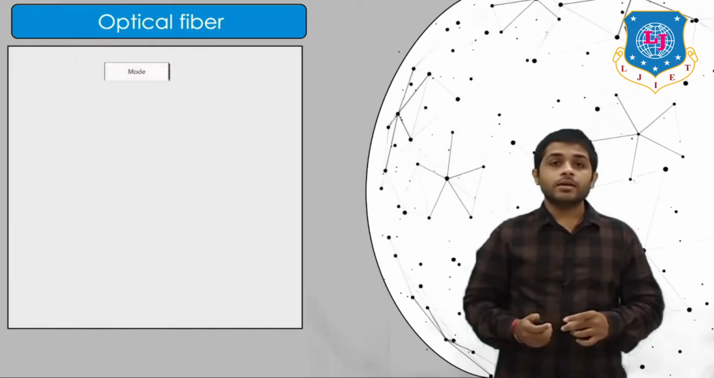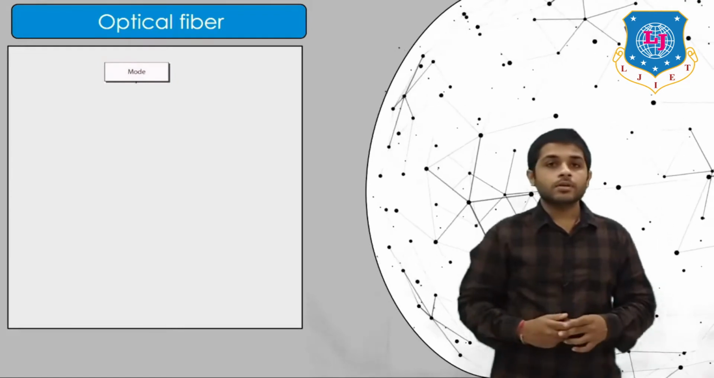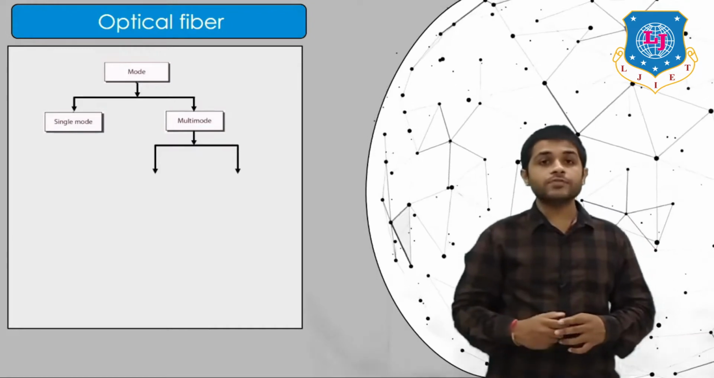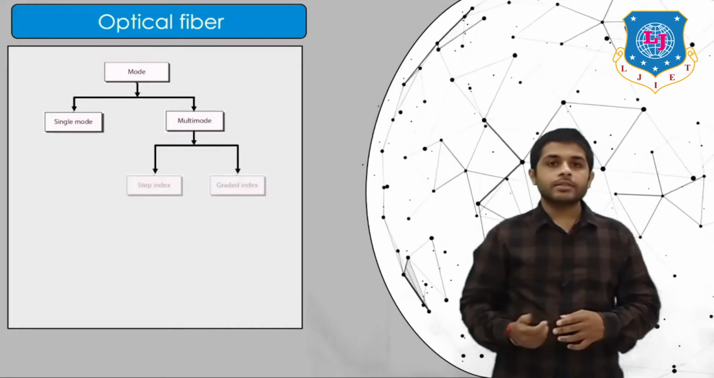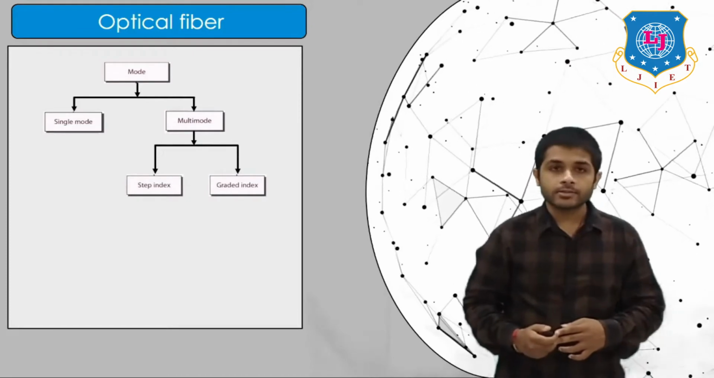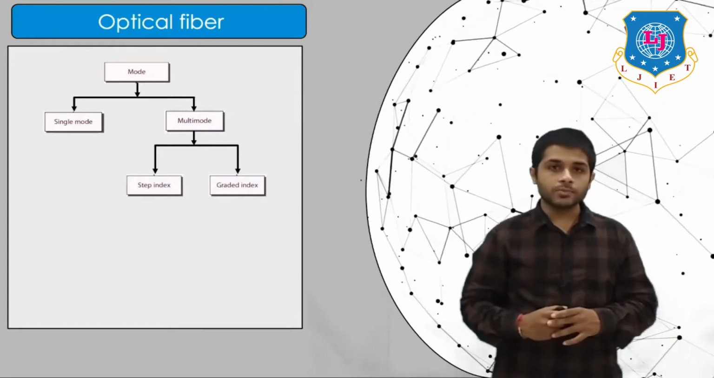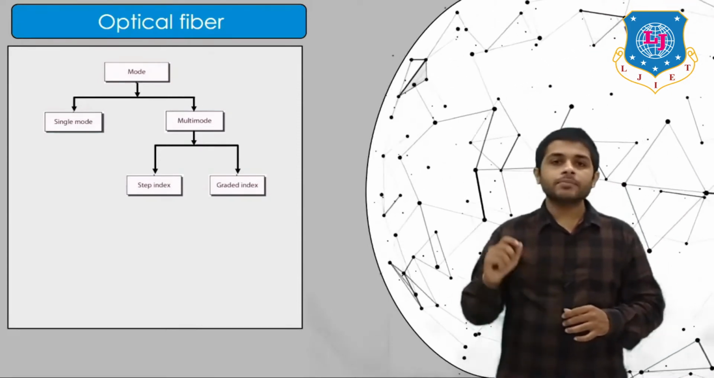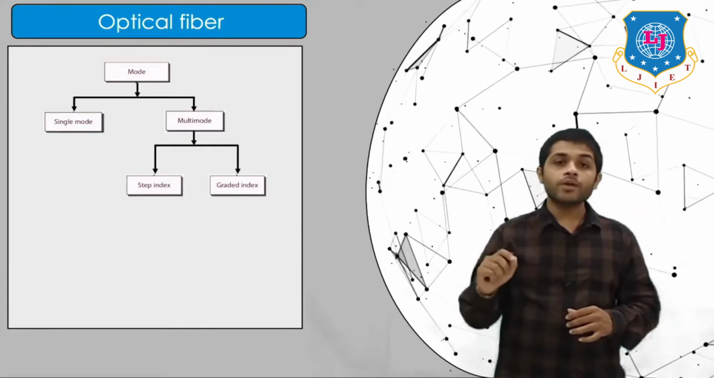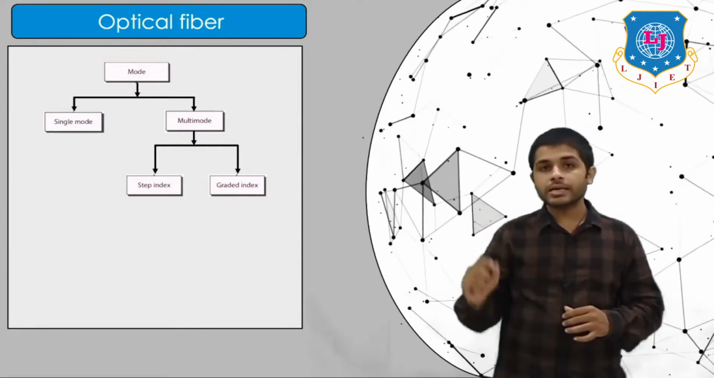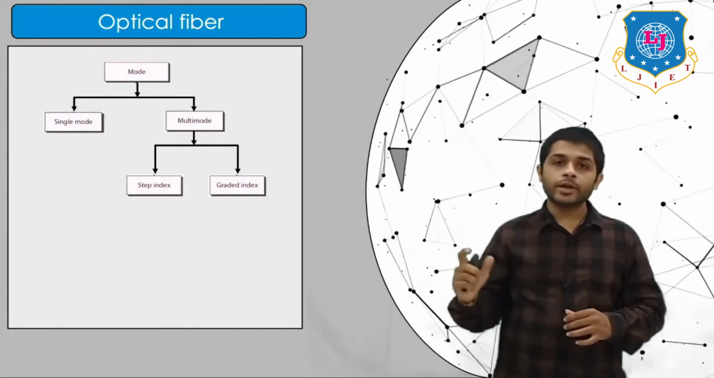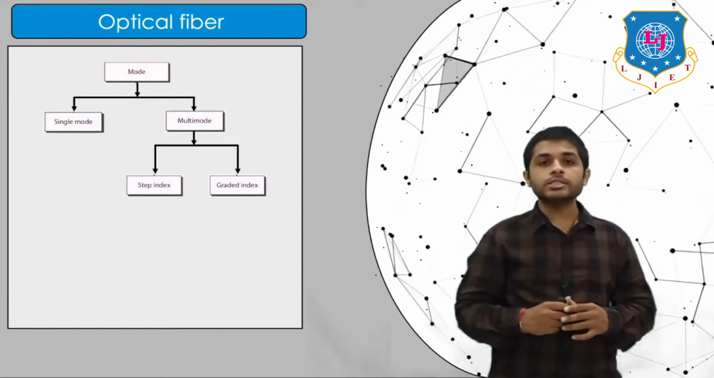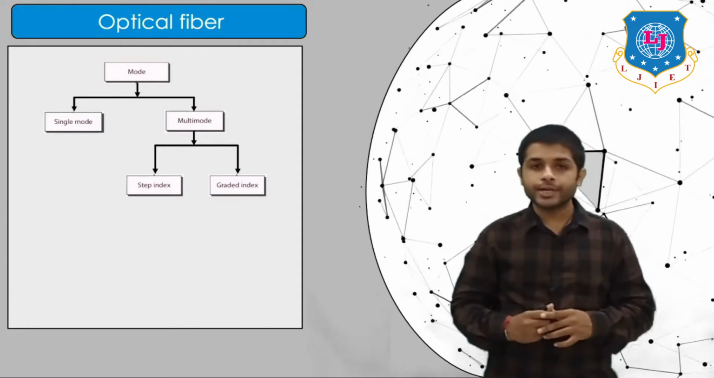Now let's see the types of modes. There are two types of mode, the single mode and multi-mode. The multi-mode is further divided into two types, that is step index and graded index. Now what is the meaning of single mode and multi-mode? Single mode means that type of fiber can propagate one particular wavelength only. But multi-mode means that type of fiber can propagate more than one wavelength. That is why it is called multi-mode. And multi-mode is divided into two types, step index and graded index.